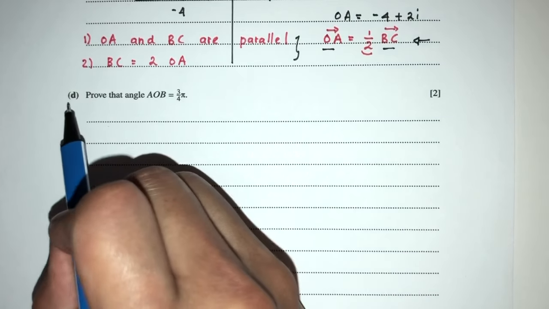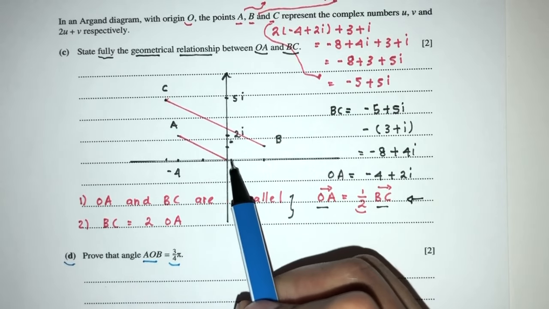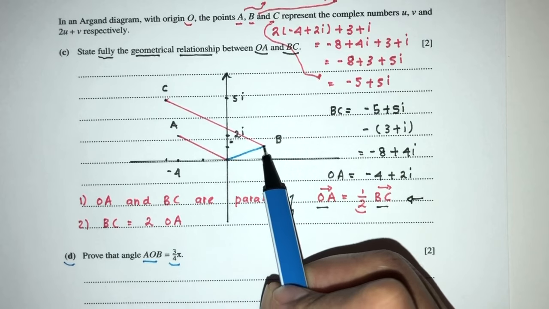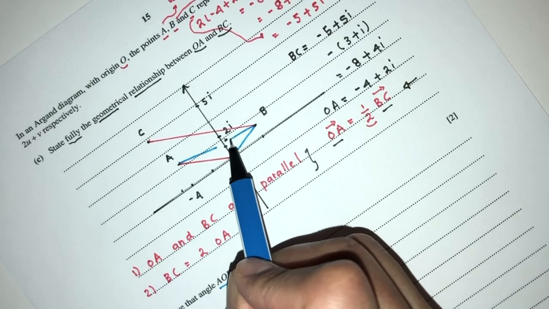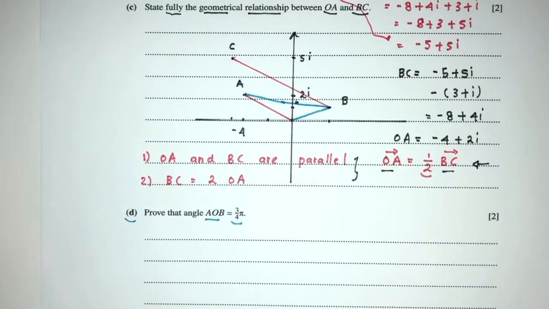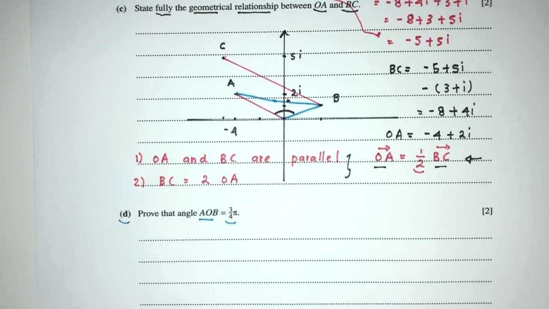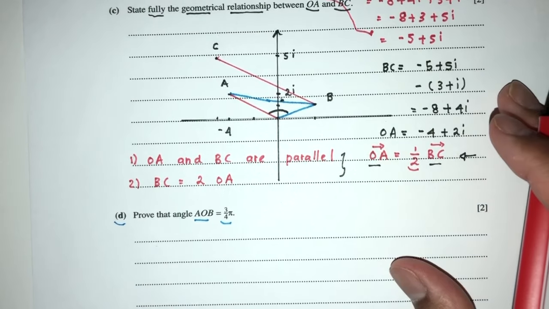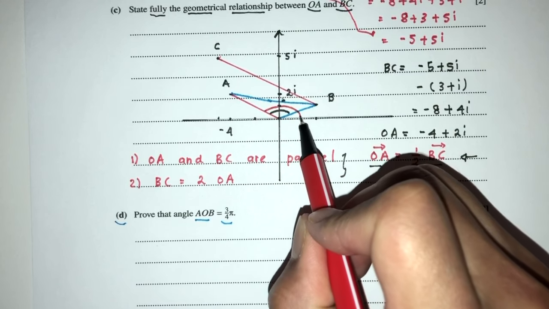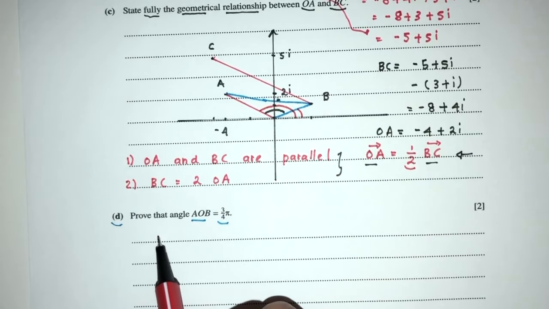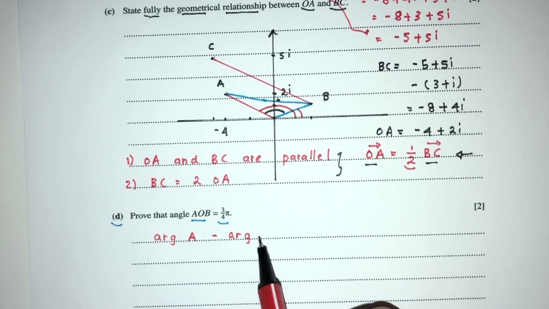Now for part D, we have to prove the angle AOB is this. Where is AOB? This is O, this is A, and we have B. So let's see where that angle is. We have to find angle AOB, which is this one. By observation, how would you find this angle AOB? You can take the whole thing minus this one, which is the argument of A minus the argument of B.